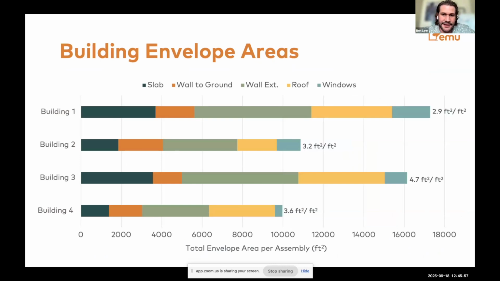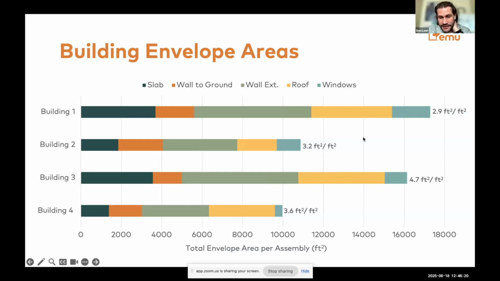So here we can see the quantity of that total envelope area for the 4 projects. And you can see that the building with the highest form factor, building 3, has a lot more things that we need to insulate, right? So there's more wall, more roof compared to building 2, even though these are the same size. This just has a lot more.